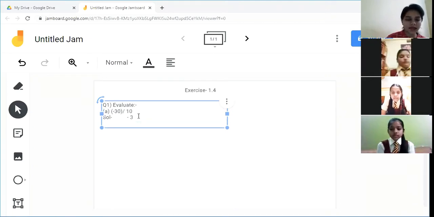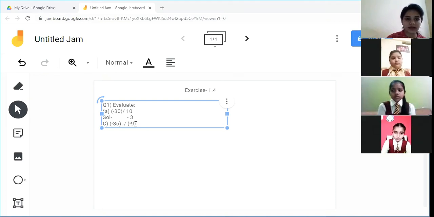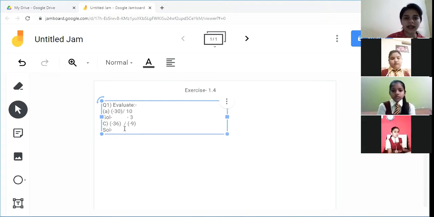Okay. If we see the next part, C part, minus 36 divided by minus 9. So the division will be 9 4s are 36. So its answer is 4, but there are two negative signs given to you in the numerator as well as in the denominator. So both signs will cancel each other. Okay. You can understand like this, minus minus is plus.